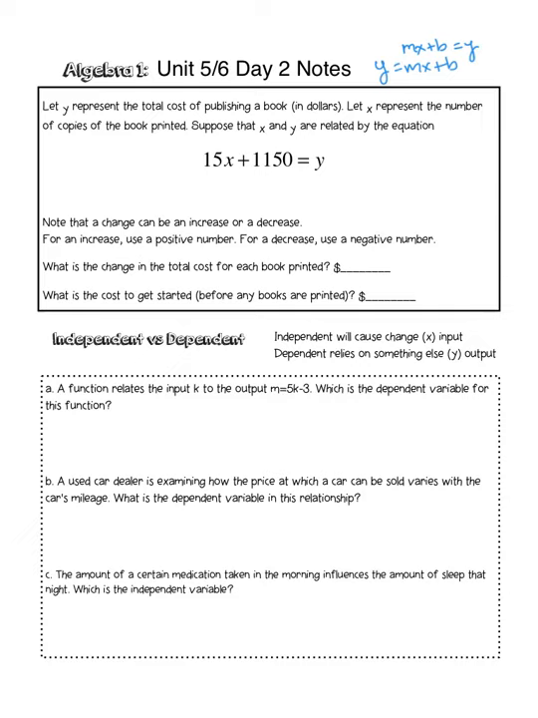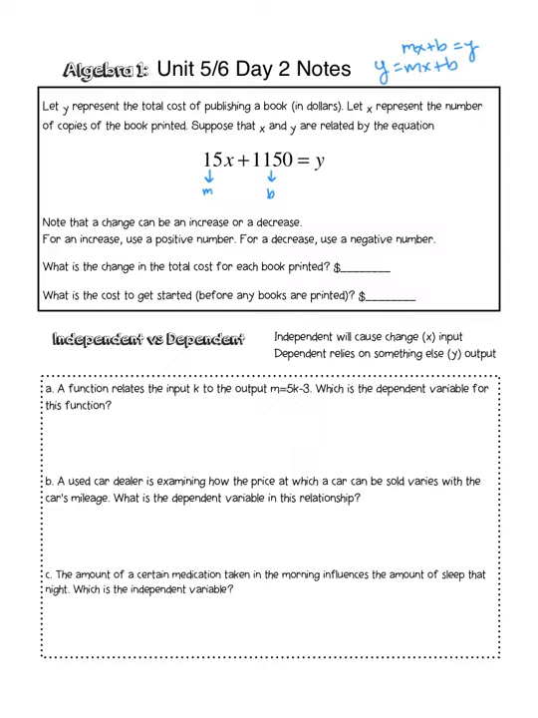Let's look at the actual problem. It says, let Y represent the total cost of publishing a book in dollars, and X represents the number of copies of the book printed. Suppose that X and Y are related by the equation 15X plus 1150 equals Y. What that means is, look at that equation and identify the parts. Well, that is the M and that is the B. Remember, the X is not part of the slope. The X is where your input value goes.